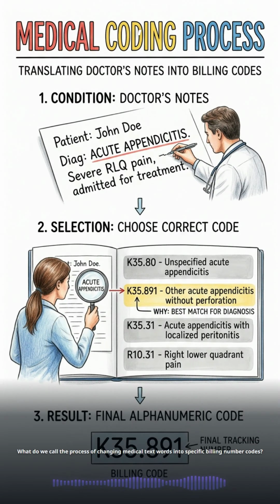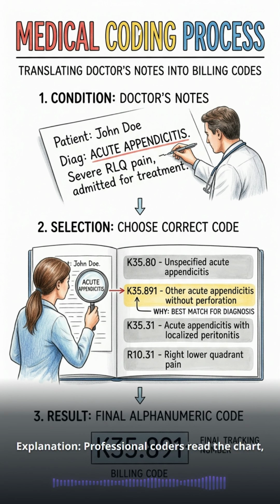41. What do we call the process of changing medical text words into specific billing number codes? Medical coding is the careful process of translating written doctor notes into standard alphanumeric tracking numbers. Professional coders read the chart, find the correct numbers, and send them for hospital billing claims.